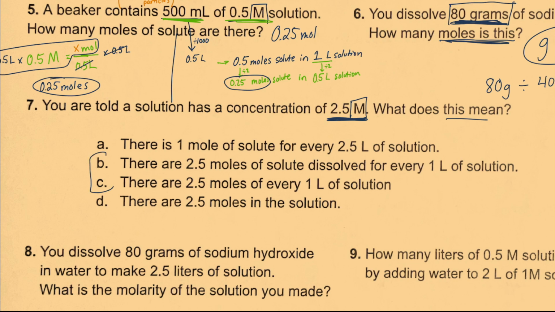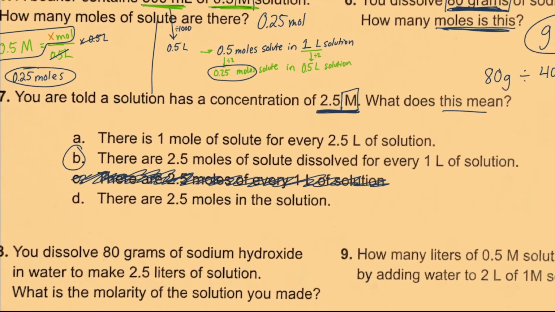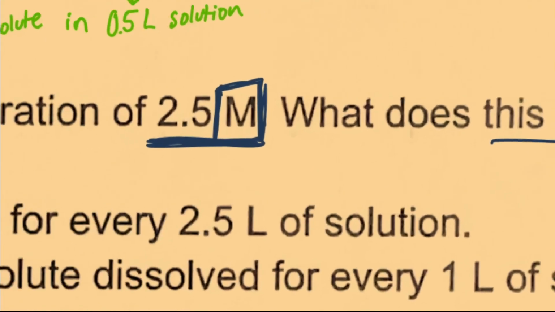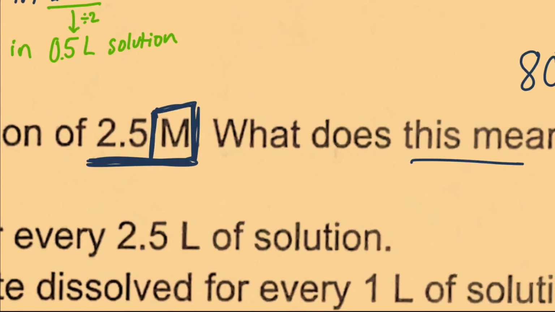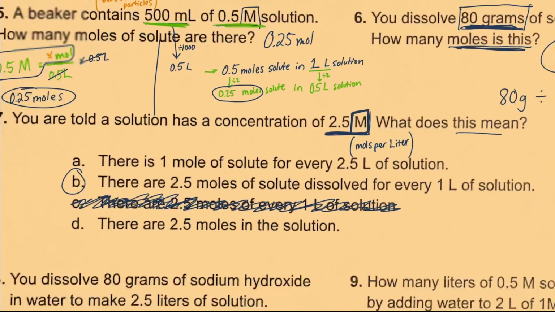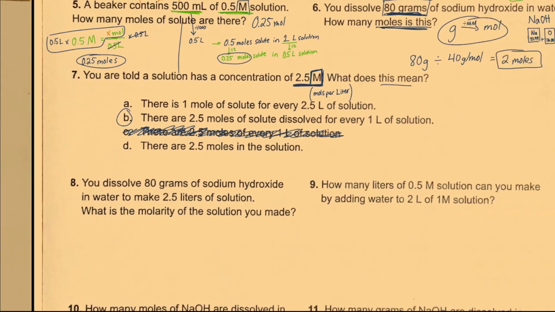If you were in between B and C, that's good. C is technically wrong because there's a weird grammar thing in there. I messed up while I was typing this worksheet. C should not even be there. B is the answer that we're looking for here. There are 2.5 moles of solute dissolved for every 1 liter of solution. That's what the M means. Every time you see the M, you might even in your head say moles per liter. And that's what the big M means. It tells you the number of moles in 1 liter, or for every 1 liter of solution.